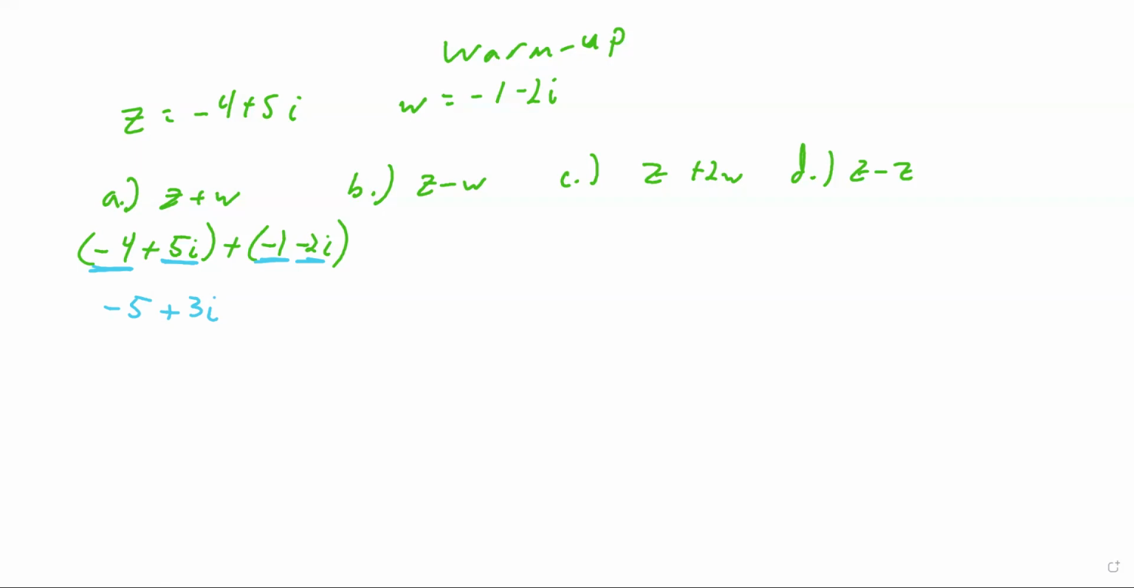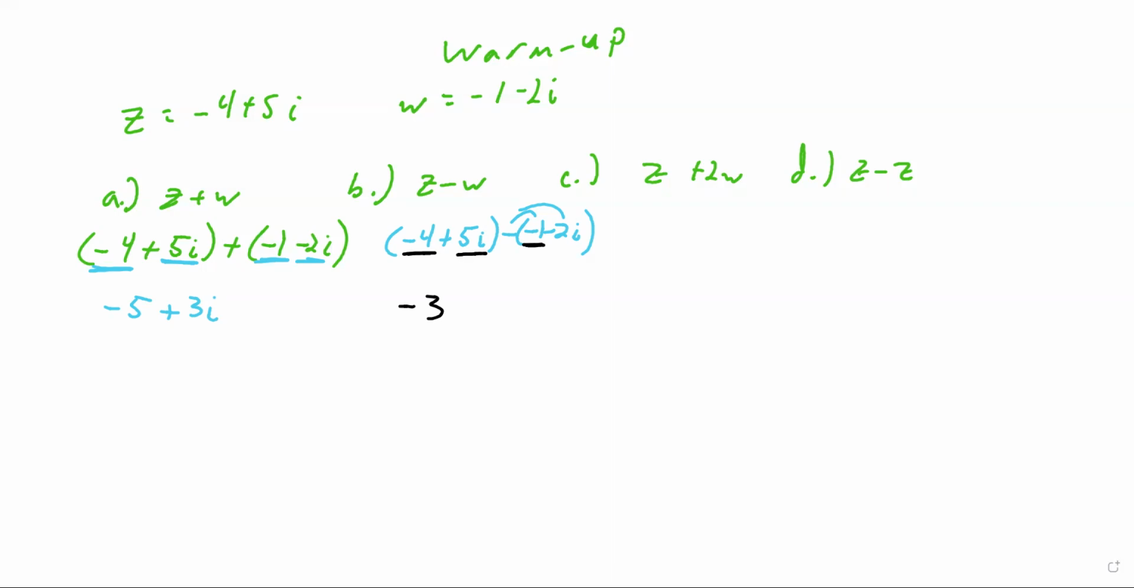Z minus W, same concept. You have -4 plus 5i minus -1 minus 2i. The only difference is when I do this, make sure the negative gets applied to both situations. So when I go to combine these, what is -4 minus -1? Ends up being -4 plus 1, which is what? -3. Very good. So you can go ahead and distribute, make it a positive, and then add it that way, or just read it as minus a negative.